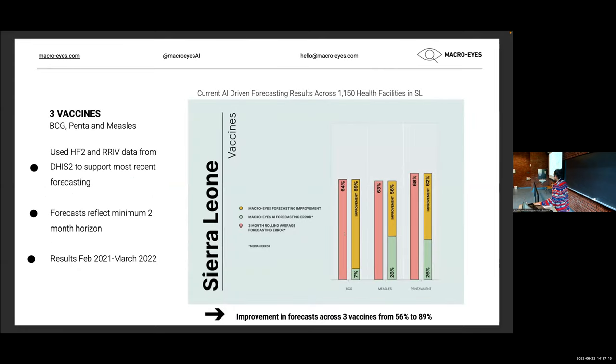And also, I just have to mention, I don't have a figure for that, but for vaccine, the missing value percentage that I showed at the beginning was way lower. And that also helped us; the improvement that we managed to have here was drastically better. So here we had between 56.6% and 89% improvement for the vaccine.